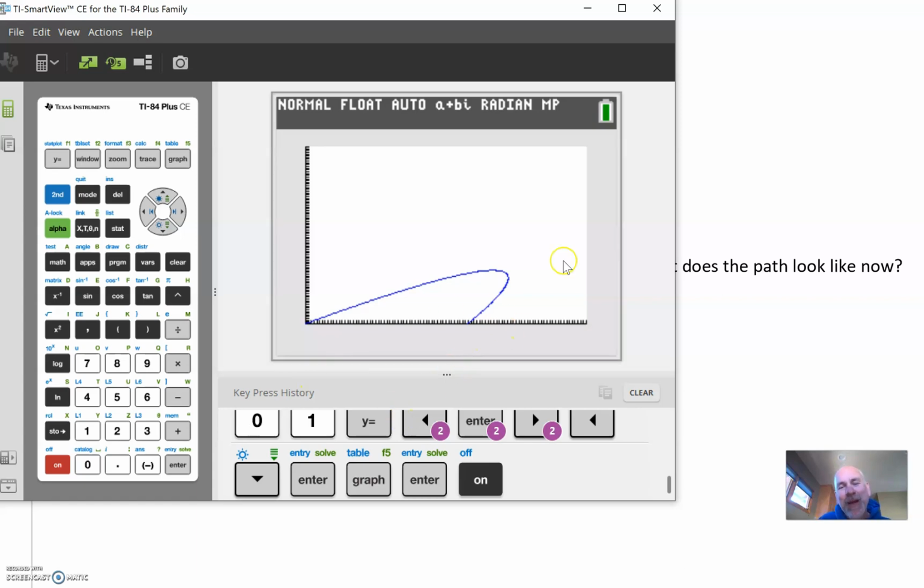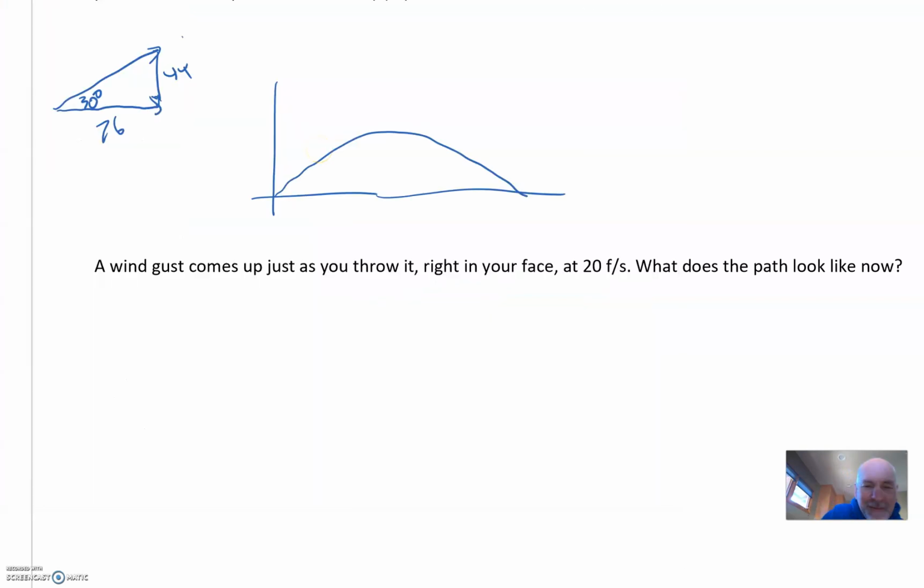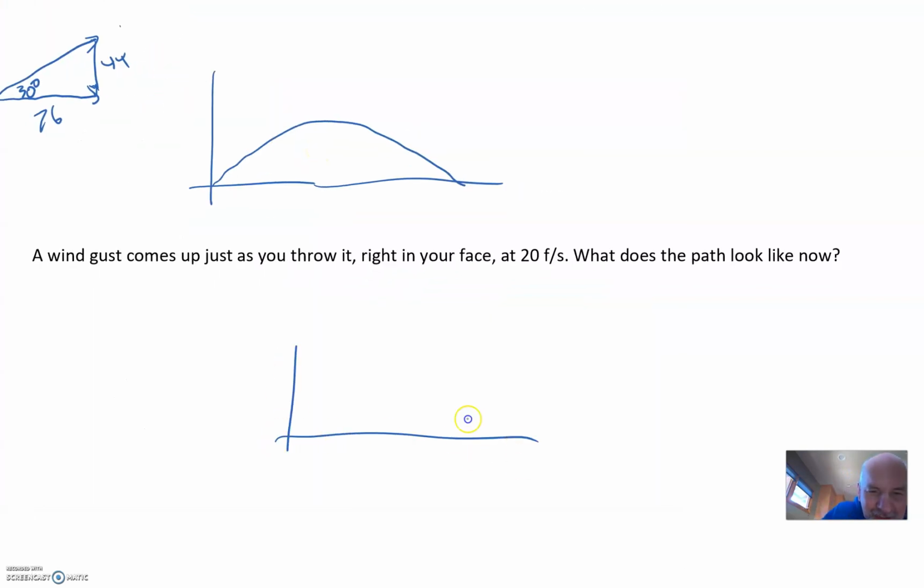All right, and so you can see how we were able to control it. You can make it go up and then go back that way too by having a really strong wind. But anyway, it was just kind of a fun problem. And so now instead, it looks like that.